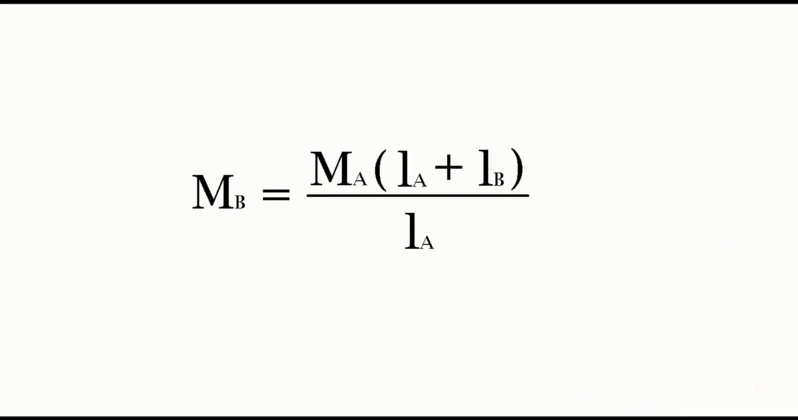The torque value delivered to the bolt or nut, MB, is equal to MA multiplied by combined distance LA and LB divided by LA. When we change the distance LA, or in other words, hold the wrench anywhere else but the handle, we will also change the MB value and alter the torque value delivered to the turning point.